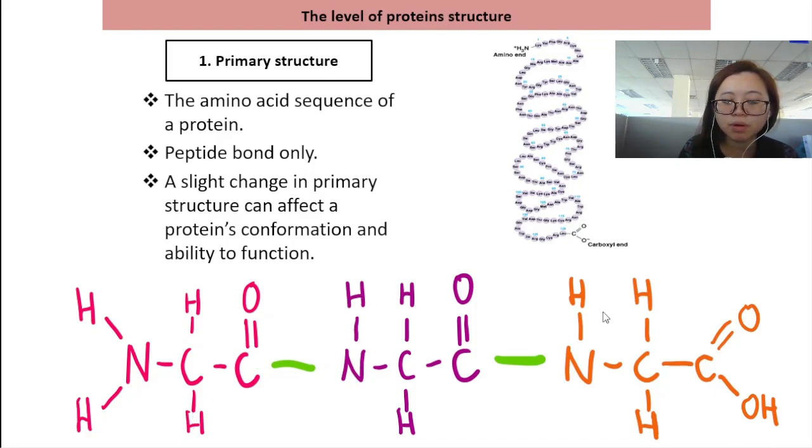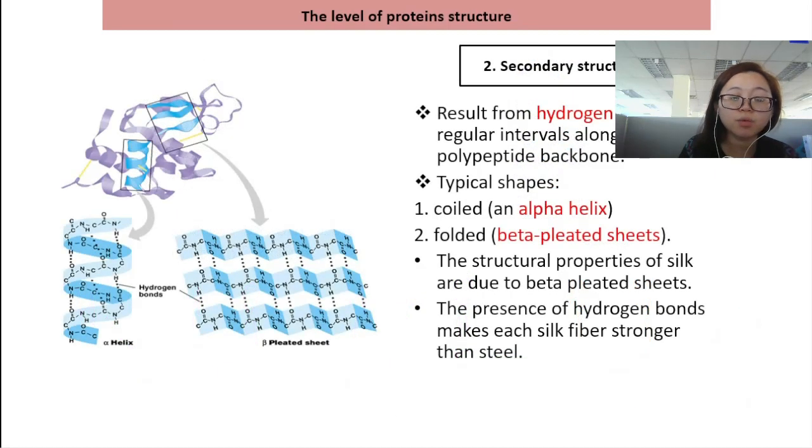This is an example of a primary structure with only 3 amino acids. If you have many more amino acids, there will be many more here in the middle purple part. Okay, the green line is showing the peptide bond. Okay, so it is just one long chain, nothing special. We will go on to the secondary structure.